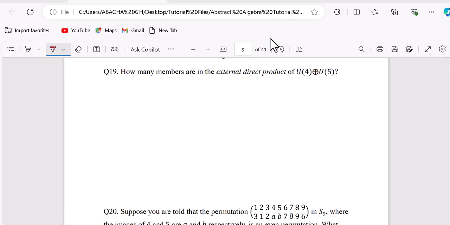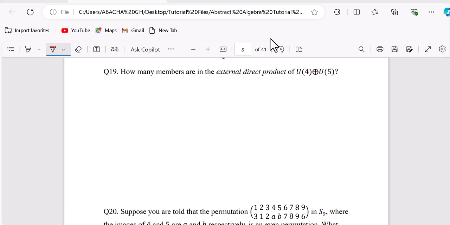Welcome back. We want to look at how many members are in the external direct product of U4 and U5. U4 and U5 are not the same group, but we want to compose the elements of those ones.